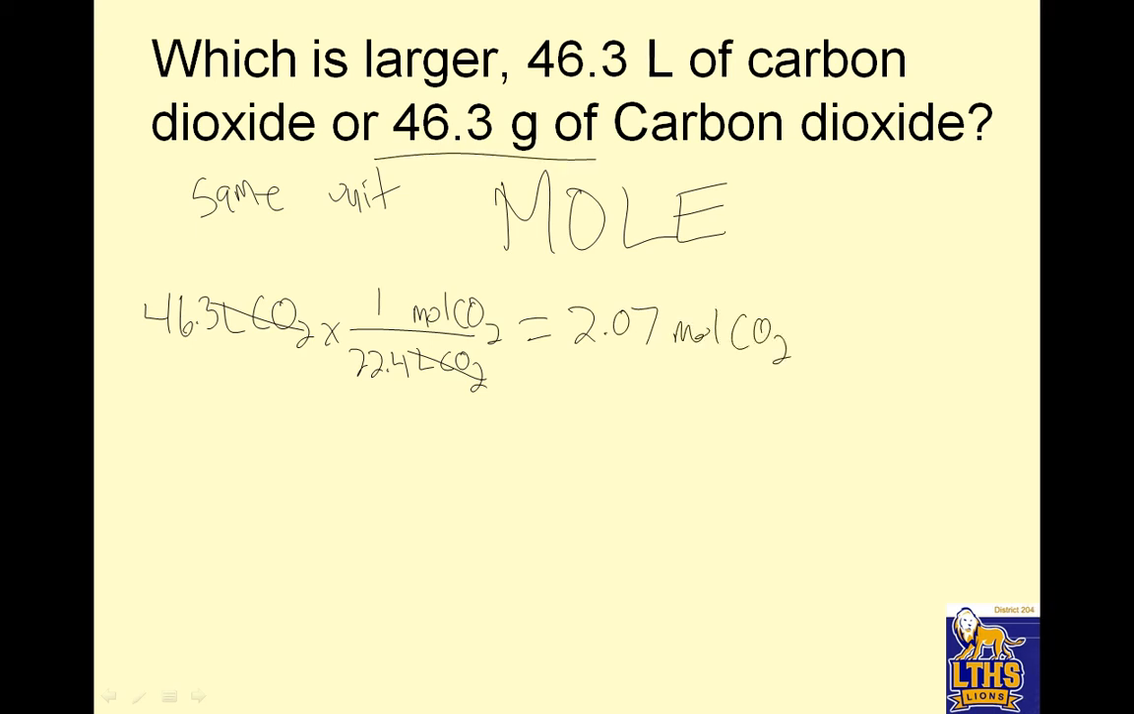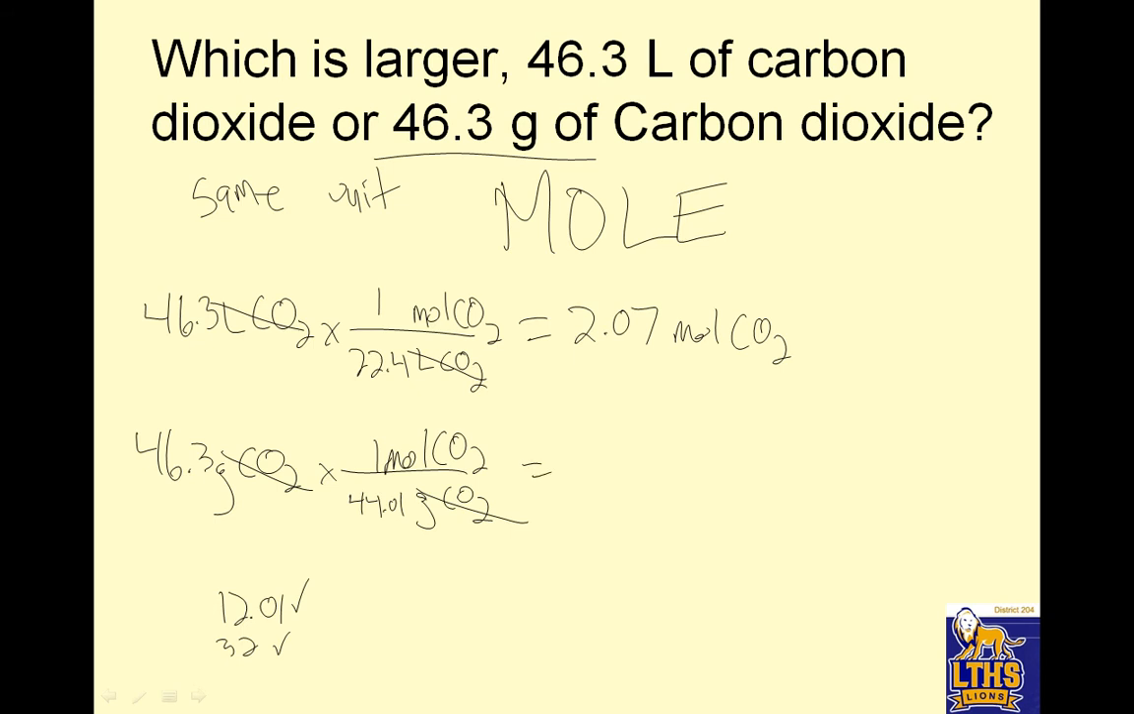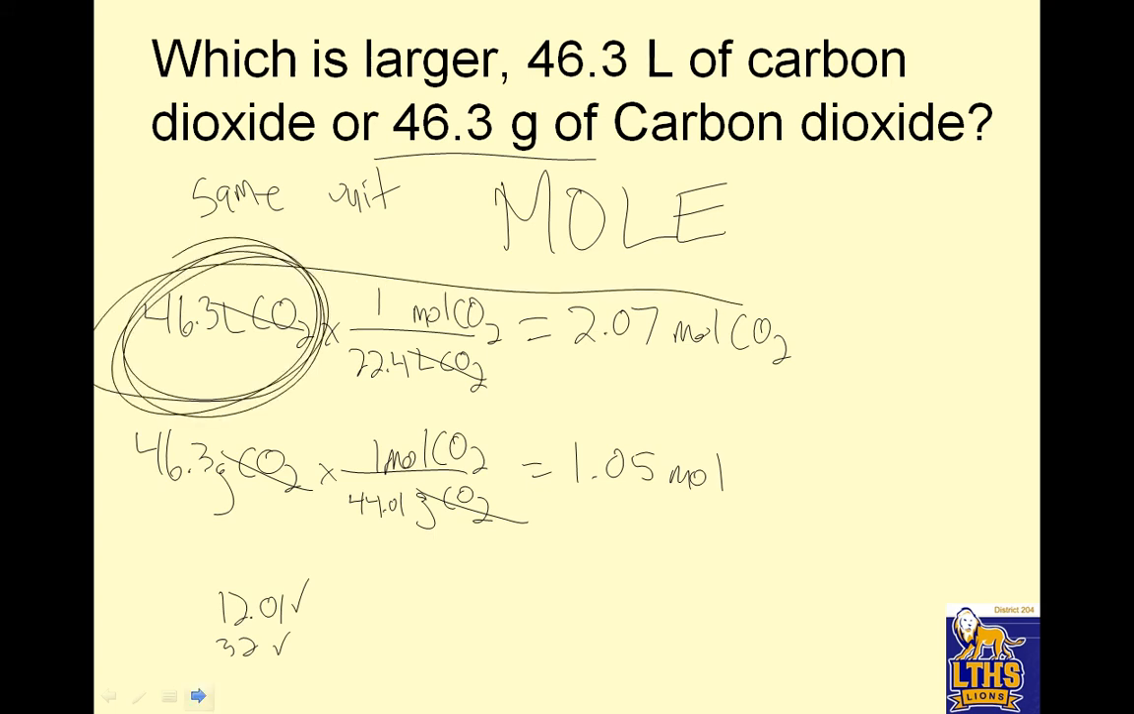The second one is 46.3 grams of CO2. 46.3 grams CO2 times dividing bar, hate you, grams of CO2. I'm going to cancel you. Little g stands for grams, and little g stands for go to the periodic table. Carbon's 12.01, two oxygens are 32. That's 44.01. 46.3 divided by 44.01 is 1.05 moles, which is larger. So 46.3 liters of CO2 is bigger.